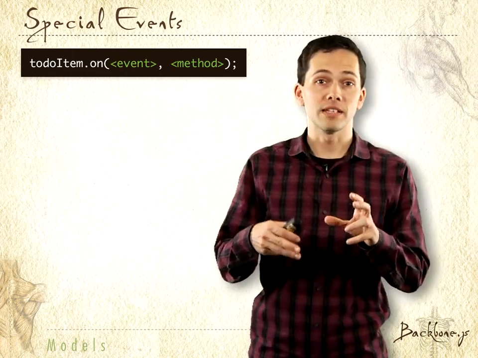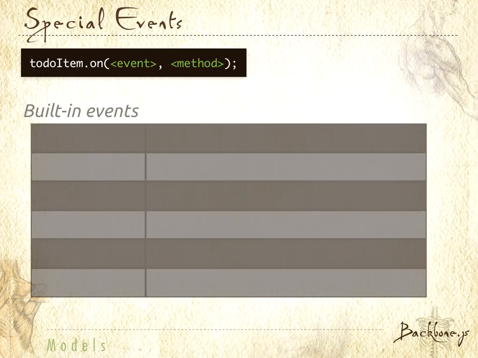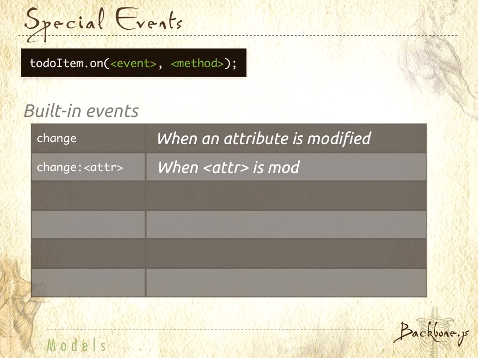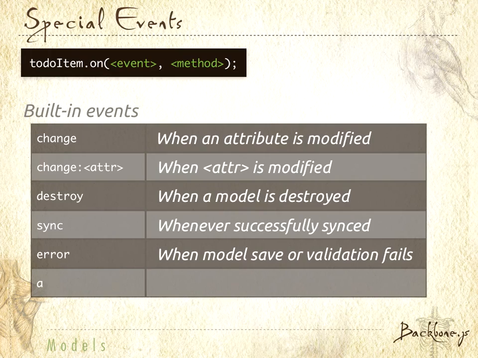What are the special events? Well, the built-in events that come with Backbone include the change event that we just saw. We can listen for a change on a specific attribute. We can listen for when the model gets destroyed, when it's synchronized with the server, when there's an error. And finally, we can listen for when any event is triggered using the all event.